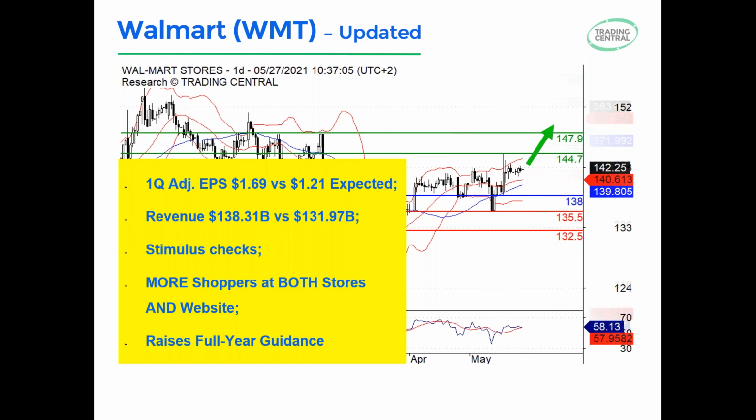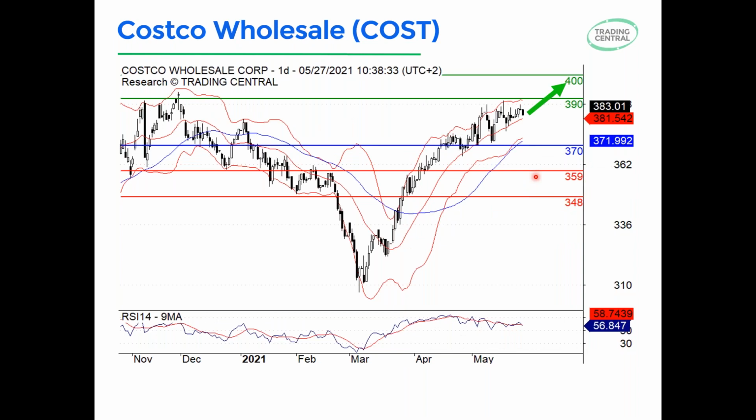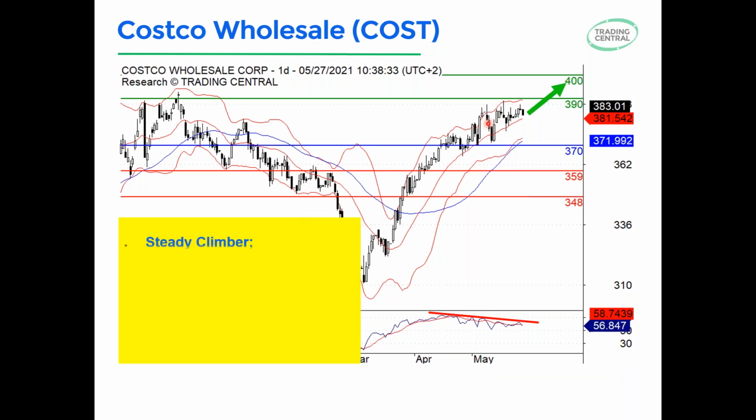Next one, Costco Wholesale, also a retail stock like Walmart. What can you see? The rising 20-day moving average is providing support to the stock price. It is a very steady climber. However, look at this. I mentioned divergence a few minutes ago, and I want to tell you about it in detail.